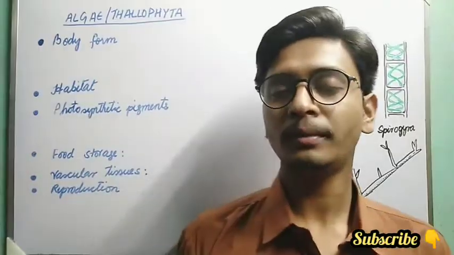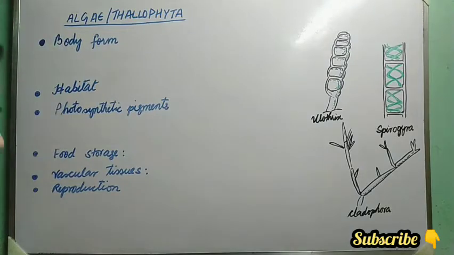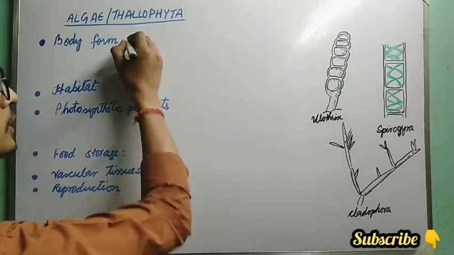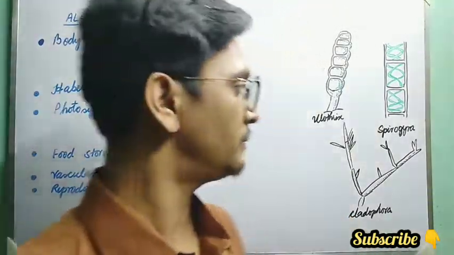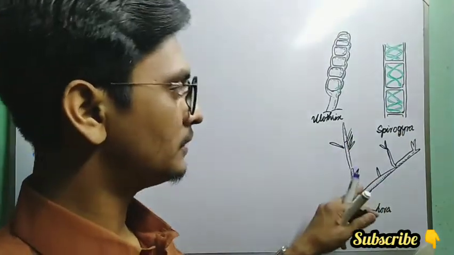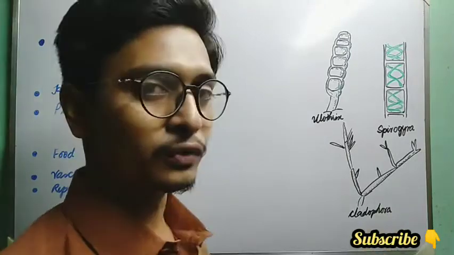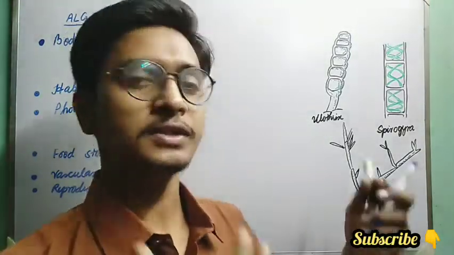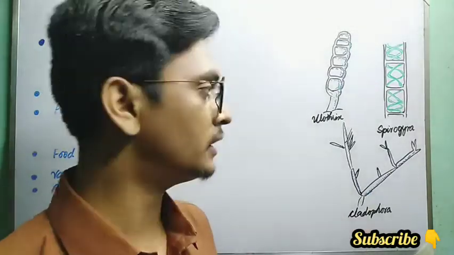So let's talk about now algae, the first division. This is the body form of the algae, that is the Thallophyta. They have a simple body form and their body is not well differentiated into root, stem and leaves, such as you can see here. You can see in the case of Ulothrix, Spirogyra and Cladophora, and many more algae are there. This is Chara. Chara is also an algae. Fucus is also an algae.